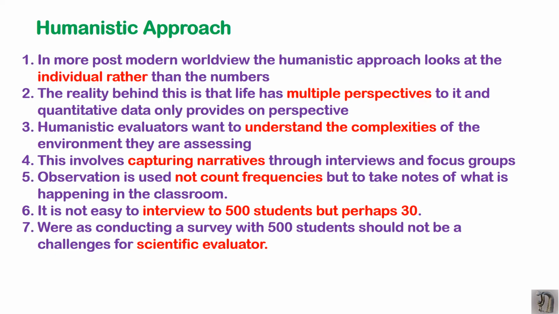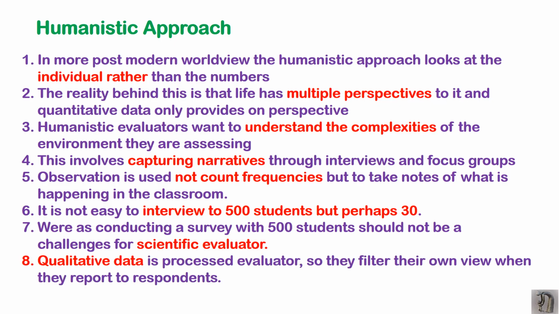So if you want to do it in a huge way, you need to have a scientific approach so that you can evaluate in bulk. Quantitative data is processed by evaluators, so they filter their own views when they report to the respondent, right? Whereas in quantitative data or a scientific approach, you will get the exact number, but here they try to filter their own views in a different way to tell the results to the respondent.